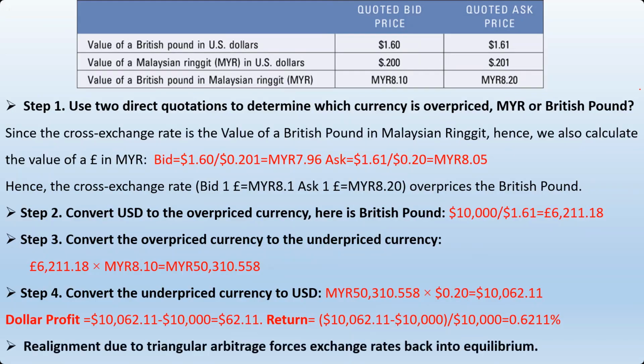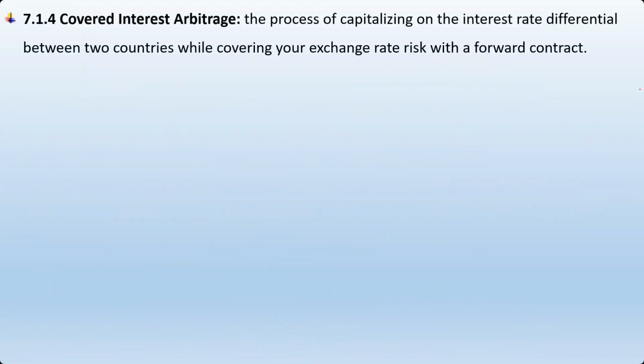So for triangular arbitrage, the realignment forces the exchange rate back to the equilibrium, especially the market cross exchange rate will be set correctly. So the third type of arbitrage is called the covered interest arbitrage. It's a process of capitalizing on interest rate differential between two countries.